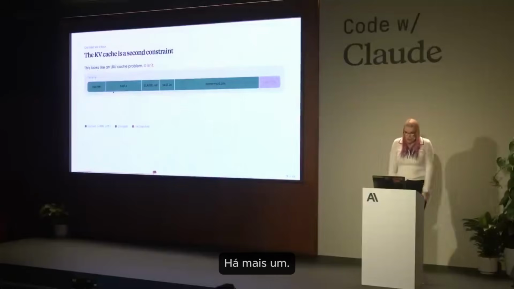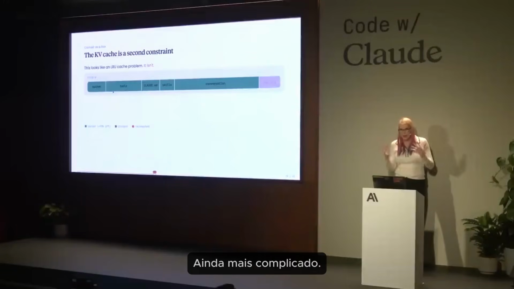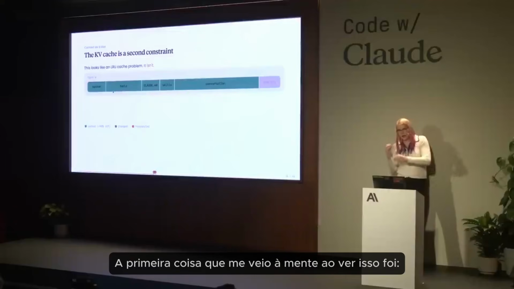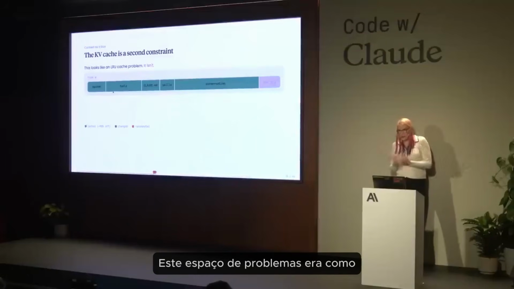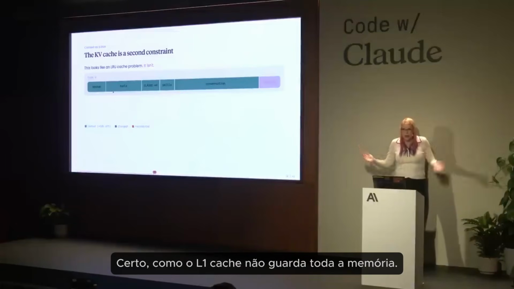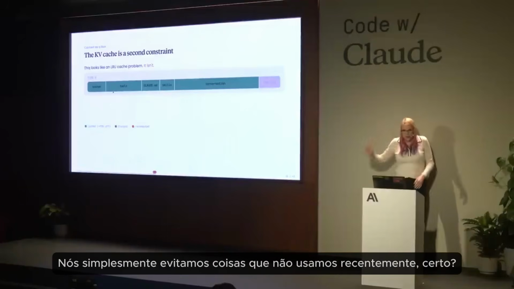There's one more thing I want to talk about that makes this even more complicated and makes the analogy fall apart, actually. The first thing I thought of when I saw this problem space was, oh, well, we already know how to make caches, right? The L1 cache doesn't hold all of memory because it's very constrained, and we just evict things we haven't used recently, right?